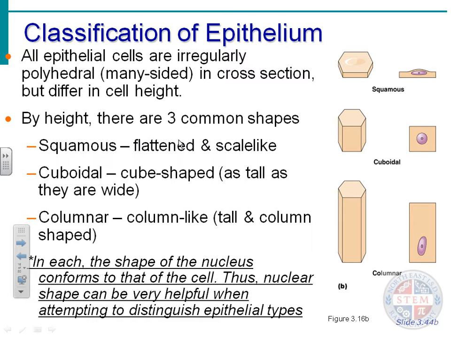Now, what's interesting to recognize is that you can help distinguish which one by looking at the shape of the nucleus. The shape of the nucleus corresponds to the actual shape of the cells. So if you have a squamous cell, the nucleus is kind of squished. Cuboidal is nice and round. Columnar is kind of stretched oval.